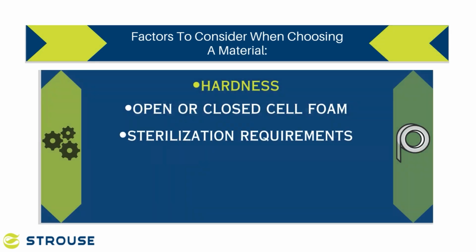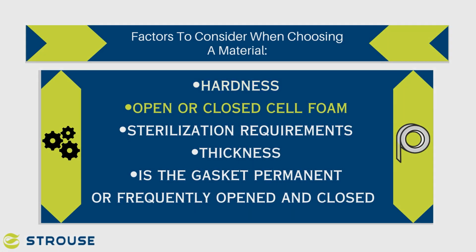When selecting gasket material, consider factors such as hardness, open or closed cell foam, sterilization requirements, thickness, and whether the gasket will be a permanent fixture or frequently opened and closed. Material selection also affects the ability to hold certain tolerances, as well as manufacturing feasibility.